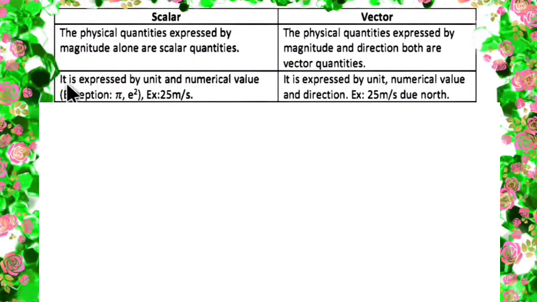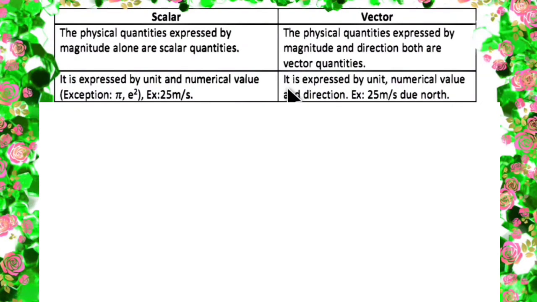A scalar quantity is expressed by unit and numerical value. When we have the magnitude of the scalar quantity, in that case it is a combination of a unit and a numerical value. Example, 25 meters per second. Here 25 is the numerical value of the magnitude and meters per second is the unit. So if we have only the numerical value along with the unit, it is a scalar quantity.